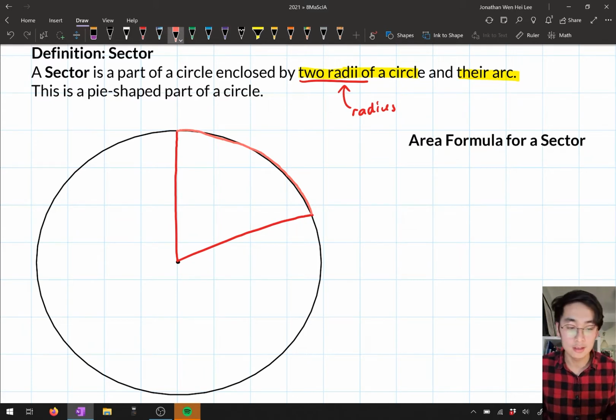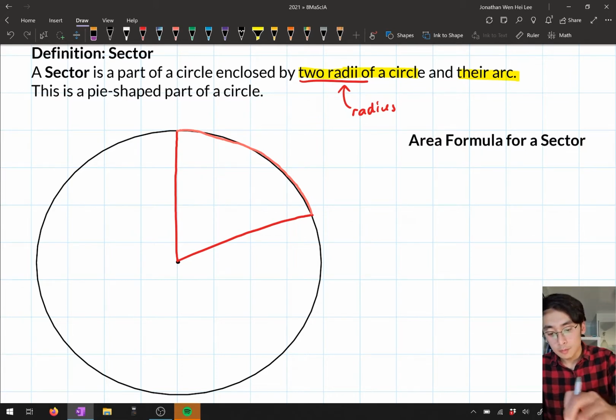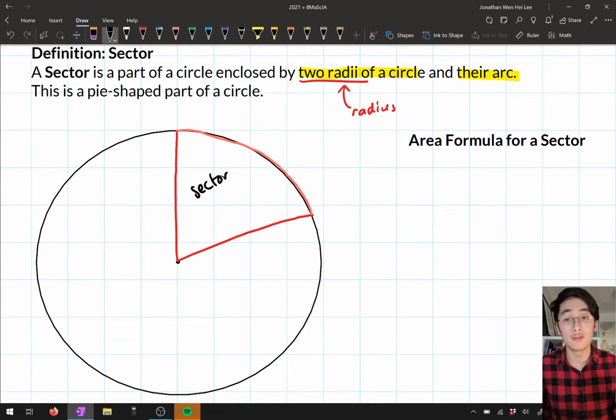And so this following line says, this is a pie-shaped part of this circle. So if you have a look at it, it kind of looks like we've taken this chunk or this pie shape out of my circle. And so here, this guy here is my sector. Okay, now what we want to be able to do is find the area of the sector.